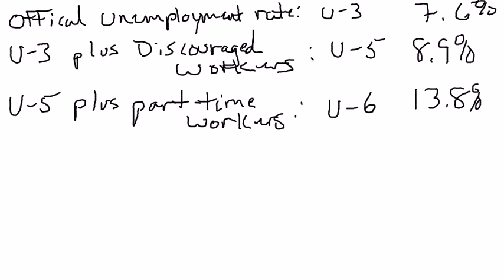So although the official unemployment rate was 7.6, this broader measure of unemployment called U5, which includes discouraged and marginally attached workers, was 8.9%. Okay? But that doesn't solve all the problems with the unemployment statistic.